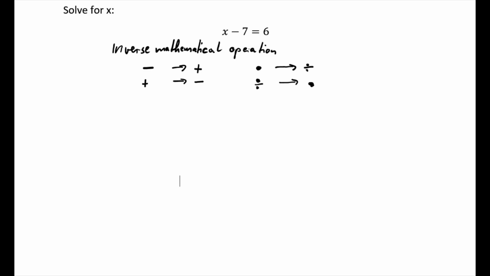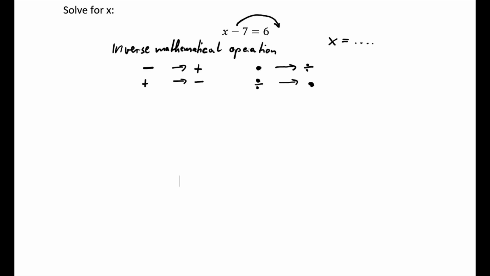So what does that mean for our example? What we want to have eventually is something where it says x equals a number. So what we want to have is all the x terms on one side, usually the left hand side, and everything that is not x on the right hand side. So what we want to do is move this term -7 to the other side. So how can I do that?